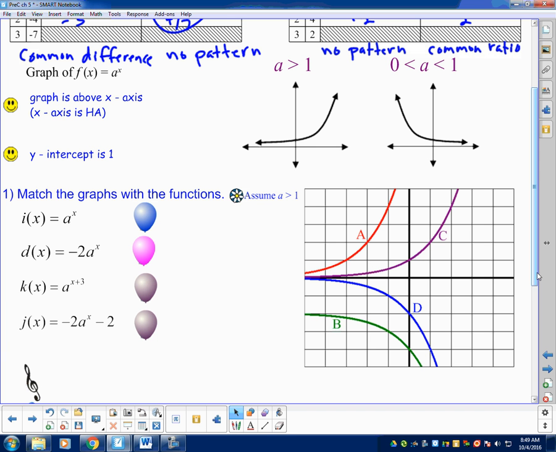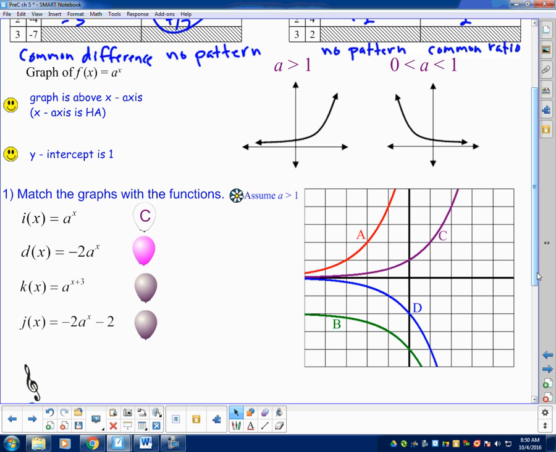So it says match the graphs with the functions. Assume a is greater than 1. So these are generic parent graphs. You see the parent graph up here? A, B, C, or D? Which is the parent graph? C. C is the parent graph here.